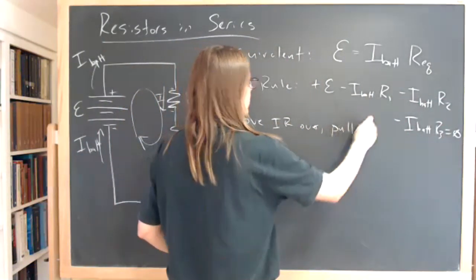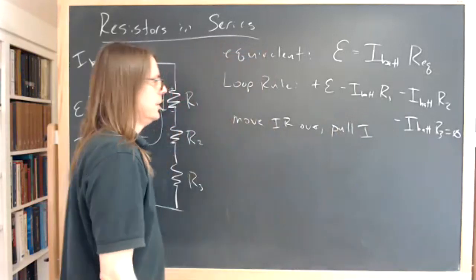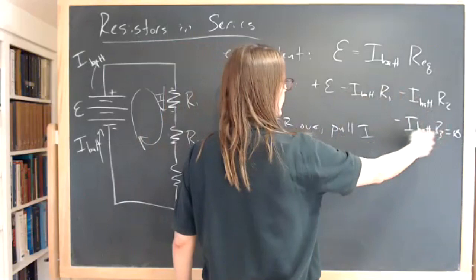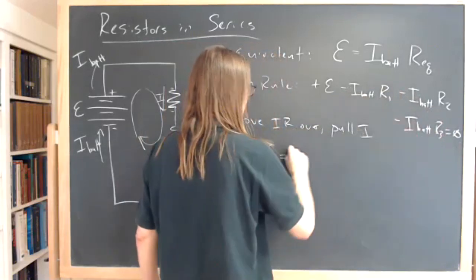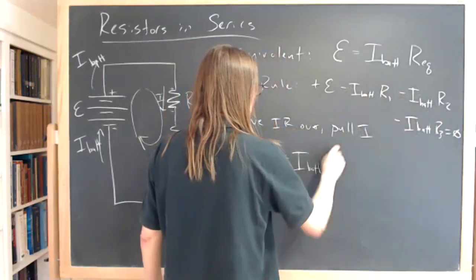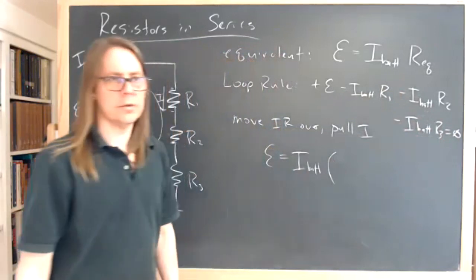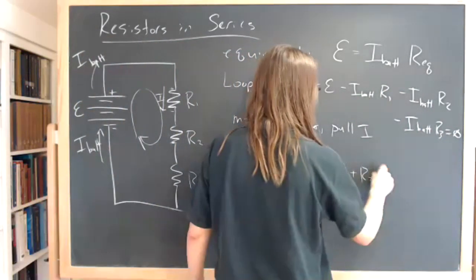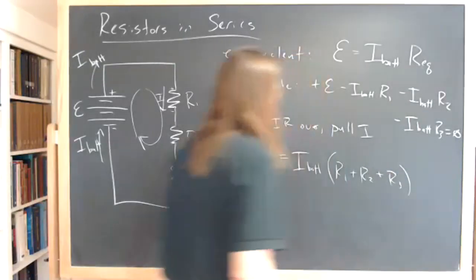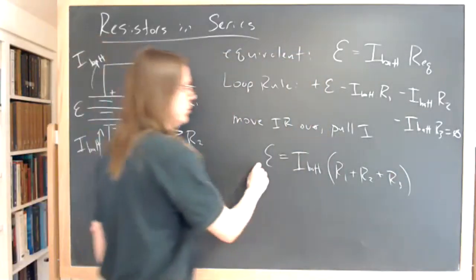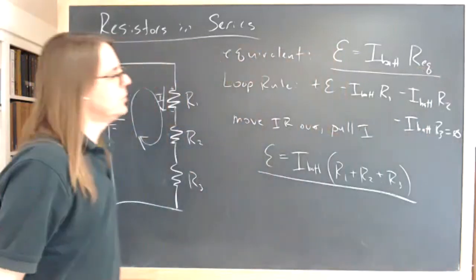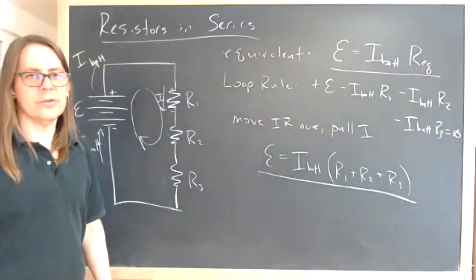We're going to pull the I out. We're going to get the EMF is this term plus this term plus this term. On the other side, pull I bat out, factor it, and you get R1 plus R2 plus R3. Then you look at this equation, and you look at this equation, and you realize the equivalent resistance is just the sum of the resistances.